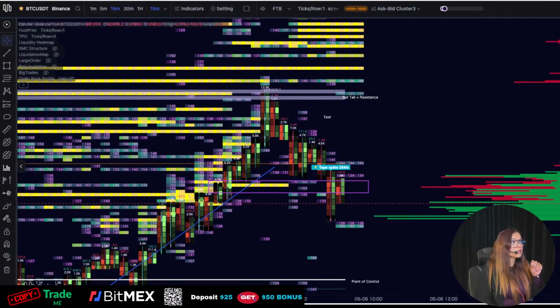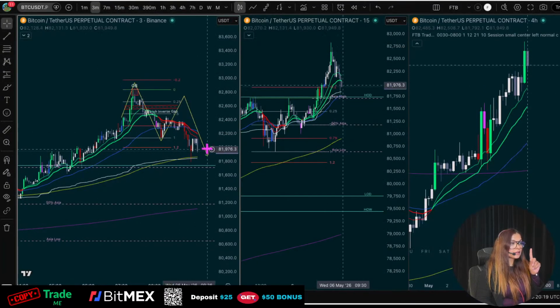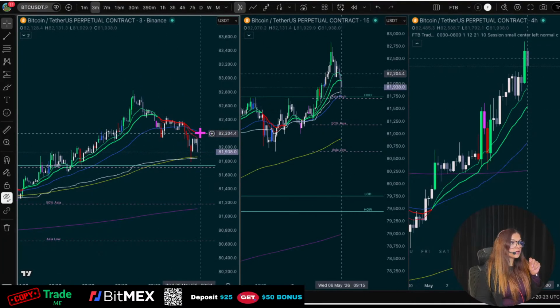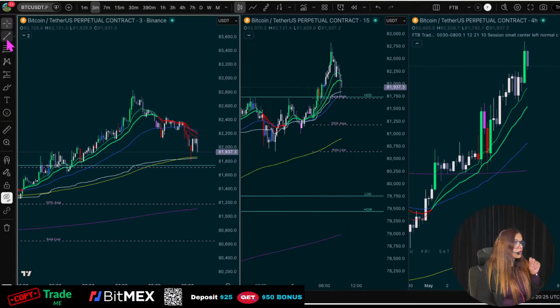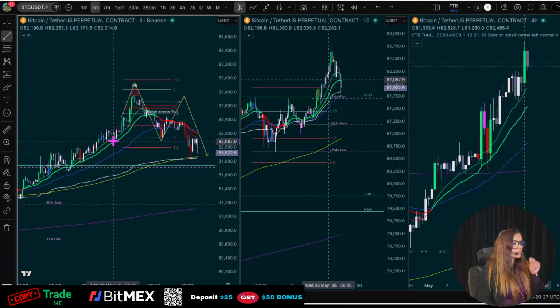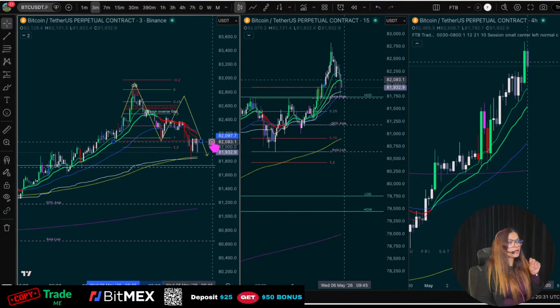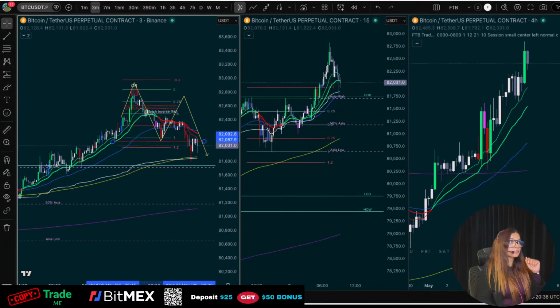I'm looking at price first, okay? And this price is telling me that we already had a market structure break right here. So it's telling me that if we come back to retest it, I don't know, we're not going to continue up on the 3-minute chart. So I don't know.